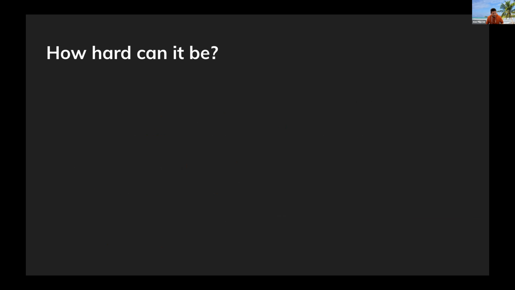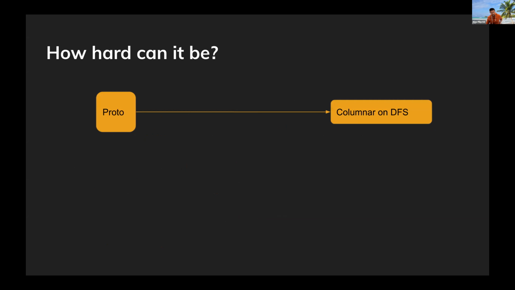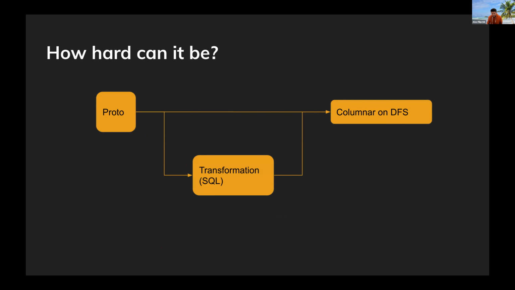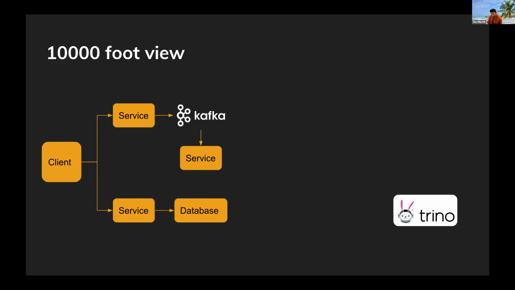All right, so how hard can this idea be? We have Protobuf, we need to just write it into columnar on DFS, right? And sometimes probably run some simple transformation. Sounds easy. On a high level, we implemented this Protobuf to Avro converter, which pushes data to Kafka, right? That's the reason we went with Avro: easier to work with, and then Hudi supports Avro. Well, had primitive support for Avro.